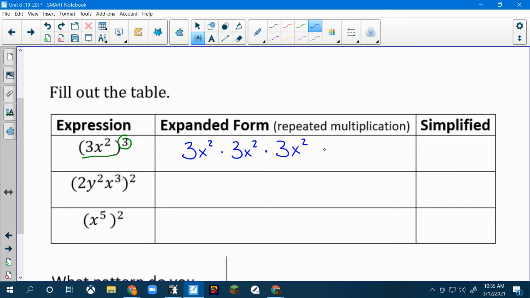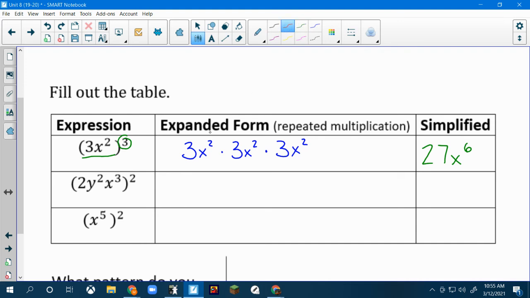When we do this, we got to multiply our numbers in the front. 3 times 3 times 3, which is 27. 3 times 3 is 9, times 3 is 27. And then we add them up. 2 plus 2 plus 2 is 6.